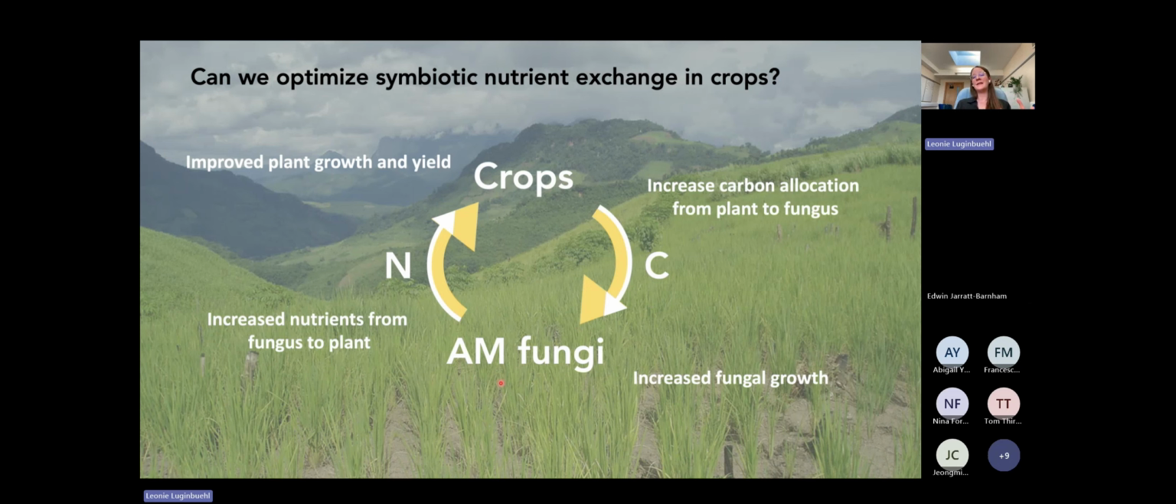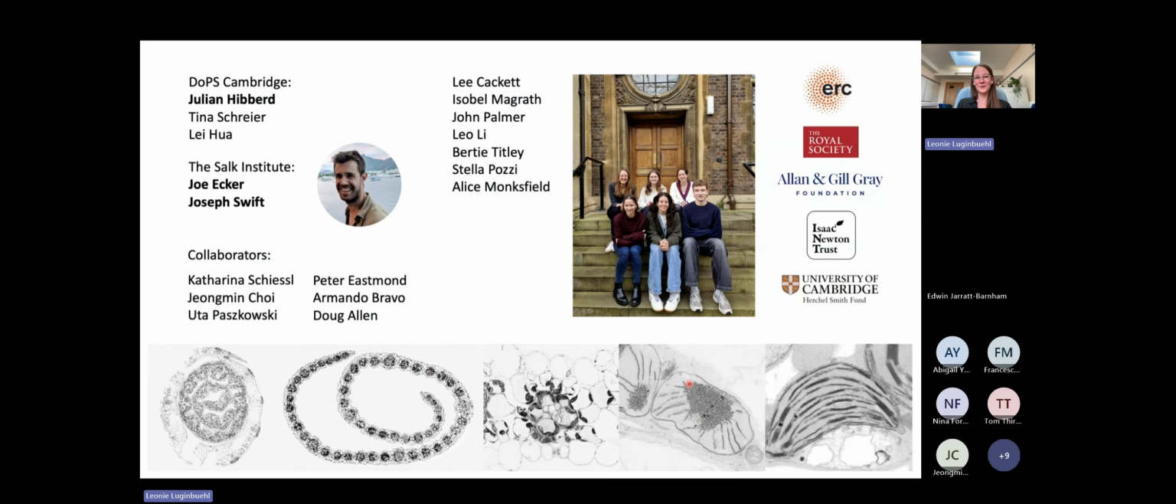With the aim, of course, that if we manage to do that, if we can enhance this symbiosis in the field, we could reduce the need for synthetic fertilizers that are damaging for the environment and are expensive. But at the same time, this could be a possible route to sequestering more carbon in the soil and increasing soil fertility as well. And with that, I want to end.